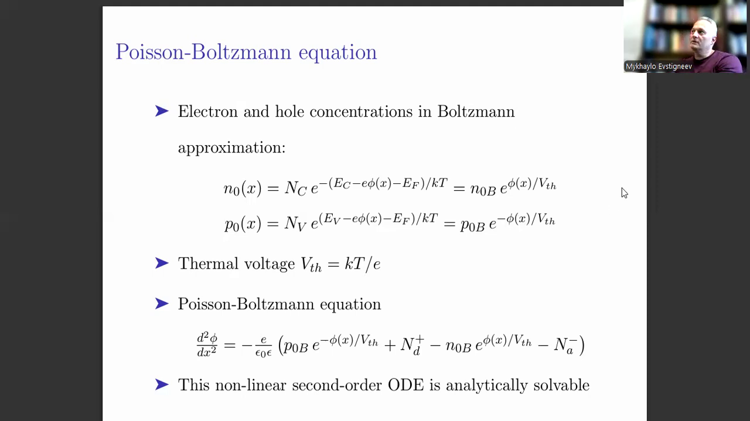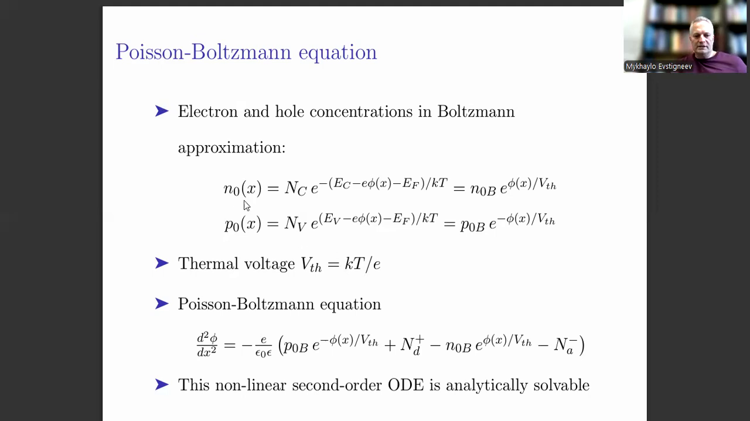Okay, the negative sign makes perfect sense. Holes are positively charged quasi-particles. They get repelled from the regions where the electric potential is positive, so they are attracted to the regions where the electric potential is negative.